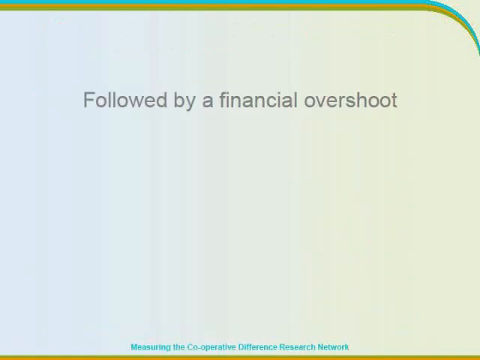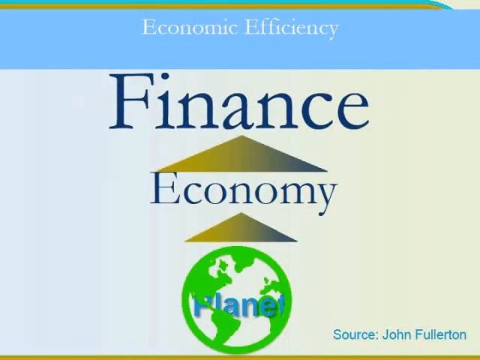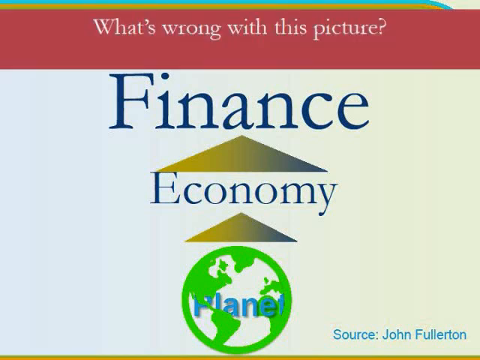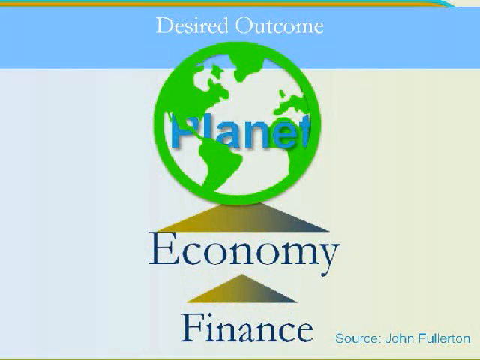Now, this is followed by a financial overshoot, and I was quite impressed with this slide from John Fullerton, where he basically shows that we're using the planet to fuel the economy, to fuel the finance as an end in and of itself. And he's asking in this slide, what's wrong with this picture? And basically then flipping it the other way, as it should be, the desired outcome, that finance serves the real economy in order to actually sustain the planet.